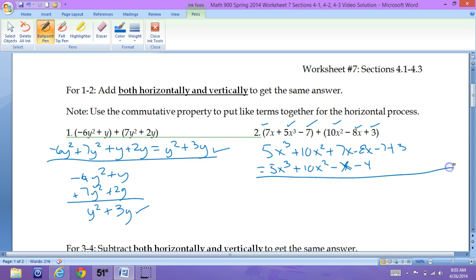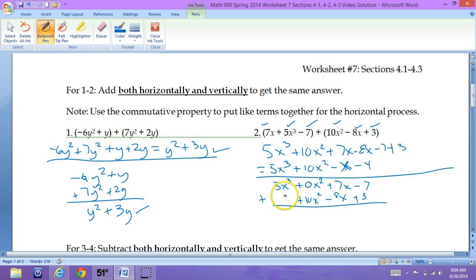Now we can check that that's correct by just doing it vertically as well. But again, we're going to take each term and put it in leading term order. There's no x squared, so I'm actually going to put a 0x squared just for the purpose of having an x squared column. And now I have a plus 7x and a minus 7. And I brought all of those down with me. Now I'm going to put the 10x squared in the appropriate column, the negative 8x in the appropriate column, and then the positive 3 in the appropriate column.